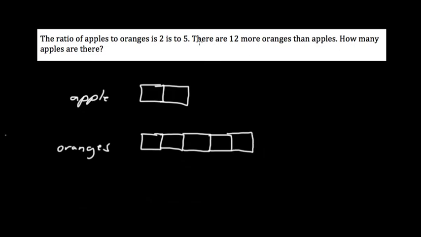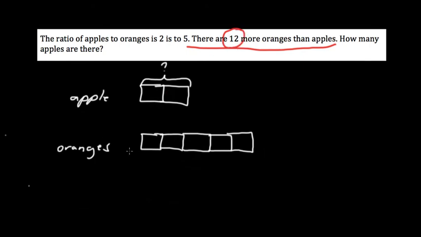There are 12 more oranges than apples. How many apples are there? So what we would like to know is, how many is this? This is what we don't know yet. Okay? What clue can we use so that we will be able to find out the value of each box? Here, there are 12 more oranges than apples. So here's the clue. So where does that 12 fit in how we see the problem? That's what we find out. Where does the 12 fit here?